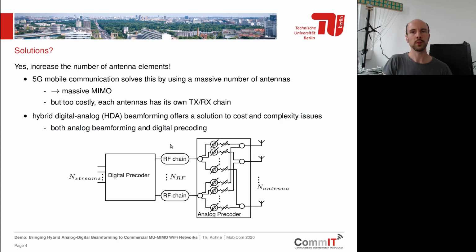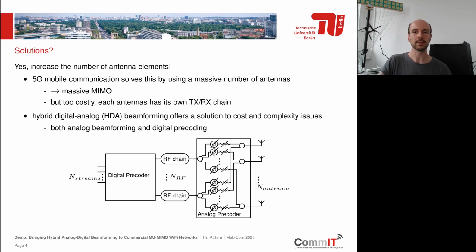So what could be solutions? There are solutions already in 5G: increase the number of antenna elements to be much higher than the number of users. In 5G, this is done in a full digital system where each antenna element has its own TX-RX chain. But this is too costly for Wi-Fi. So another approach, hybrid digital-analog beamforming, is proposed in the context of millimeter waves, and it actually solves the cost and complexity issues, so it might be a candidate for Wi-Fi.